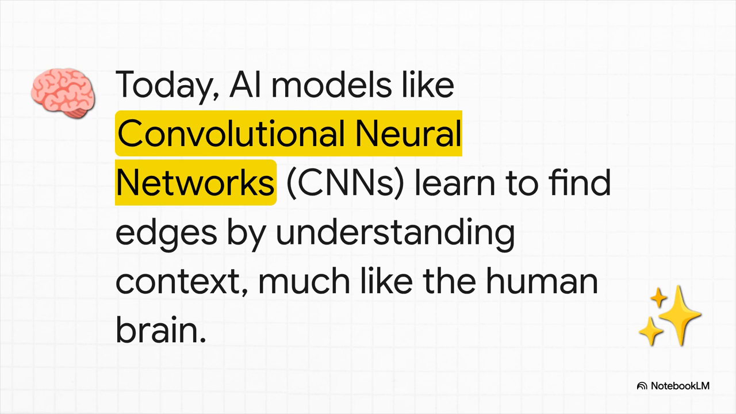And that brings us to today, where the game has totally changed again. Modern AI models, things like convolutional neural networks, they don't just follow a fixed rule. They actually learn to find edges by looking at millions of images. They're not just detecting a change in brightness, they're learning to understand context, which lets them find meaningful edges in a way that's much, much closer to how our own brains work.